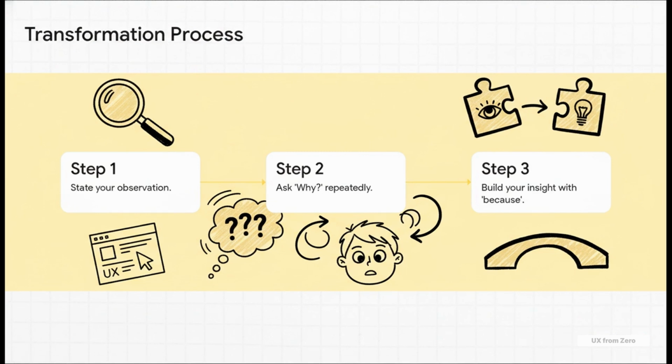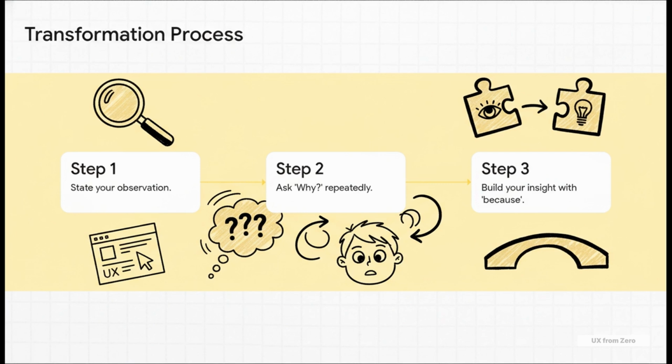Step 1, just state your plain, simple observation. The user paused for 10 seconds. Step 2, channel your inner 5-year-old and just keep asking why. Seriously, why did they pause? Well, maybe they were nervous. Why were they nervous? Maybe they were afraid of making a mistake. And then step 3, you put it all together.